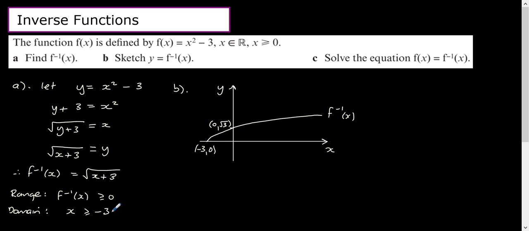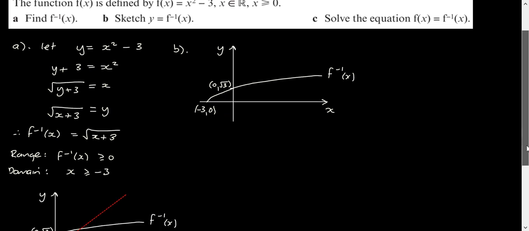x is greater than or equal to minus 3, so anything to the right of minus 3 is included, nothing to the left. And the range of this graph is going to be greater than or equal to 0. You can see here the graph only exists above the x-axis, so the y values are all positive, i.e. greater than or equal to 0. So that's our sketch, and we've got our intercepts marked in as we need to do.